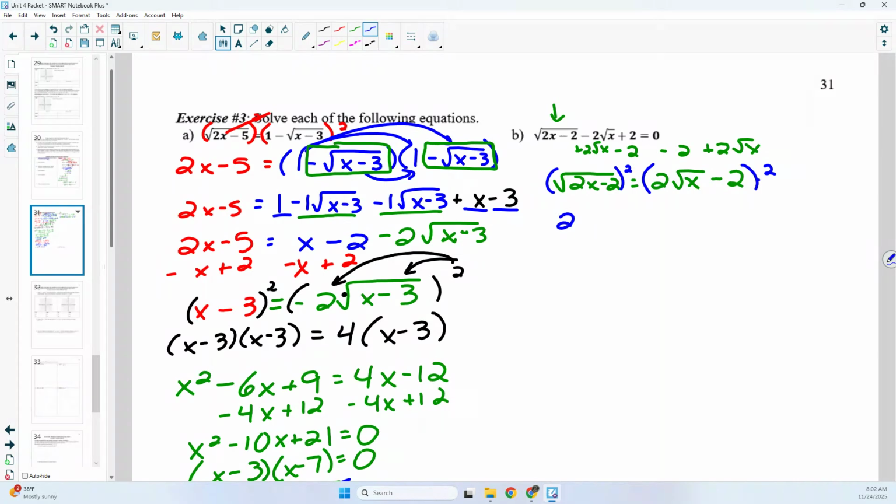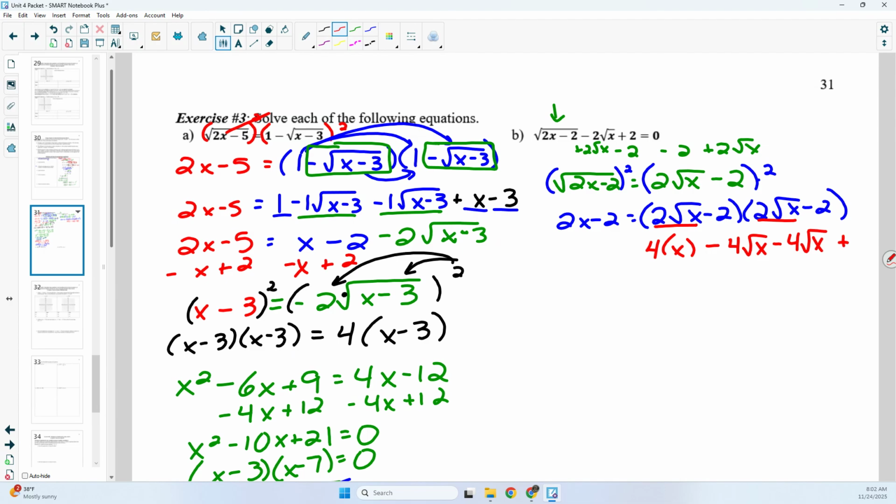So this is canceling, so we get 2x minus 2. Over here, I need to write it twice because I have subtraction. So I have, multiplying those two parts together, I get 4 from 2 times 2, and square root of x times square root of x is x. Then I have minus 4 square roots of x, minus another 4 square roots of x, and then plus 4. And over here, this side just stays the same.